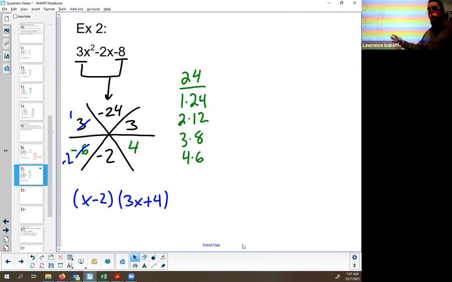So that's how we write the answer. Again, we could use FOIL to check it, or I really like the visual way of checking. So let's look at that visual way of checking again.